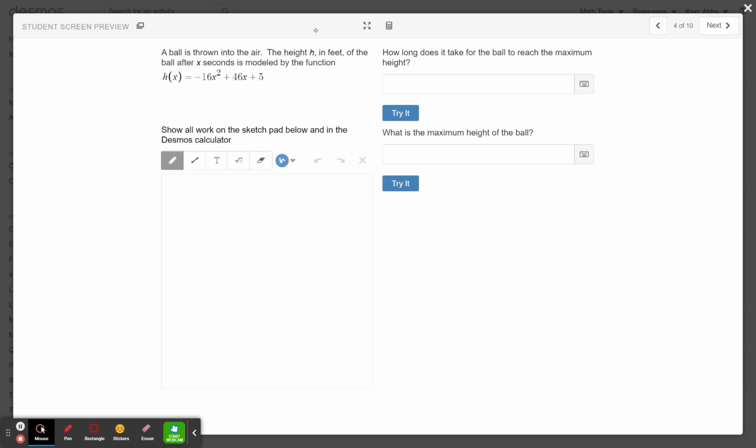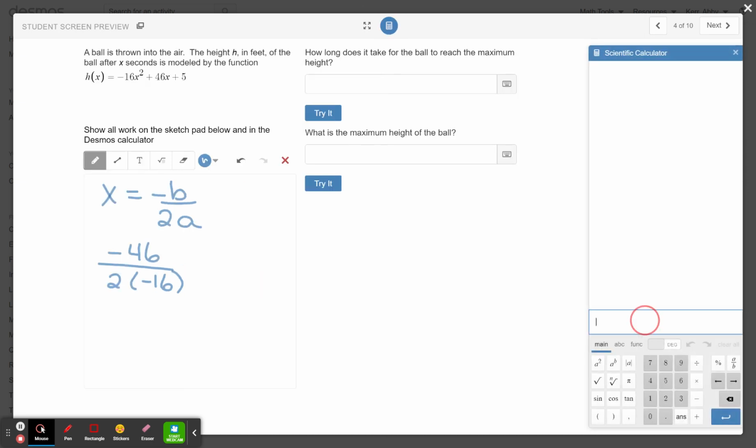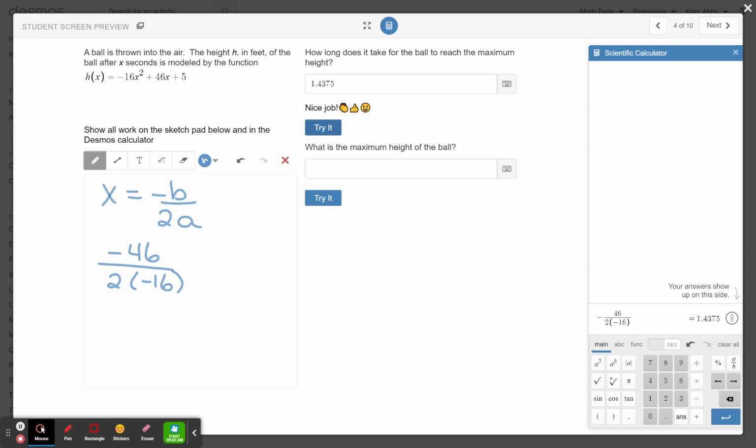All right, so how long does it take for the ball to reach the maximum height? Once again, this is your x equals the opposite of b over 2a. So opposite of 46 over 2 times our negative 16. Put that into the calculator. I'm just going to copy and paste it. I find that easier. All right, and then just like we did on our previous slide, we're going to plug that in.